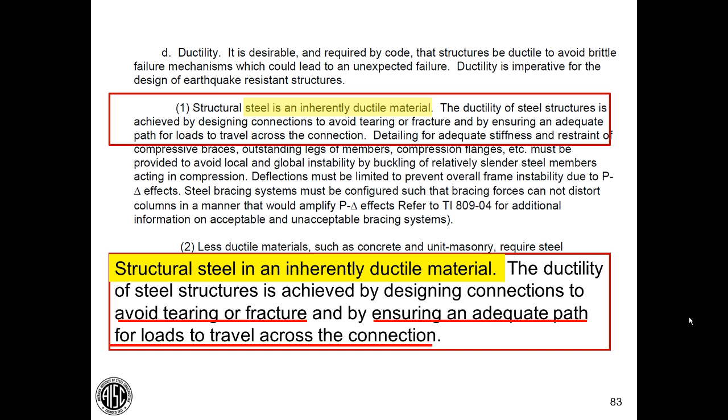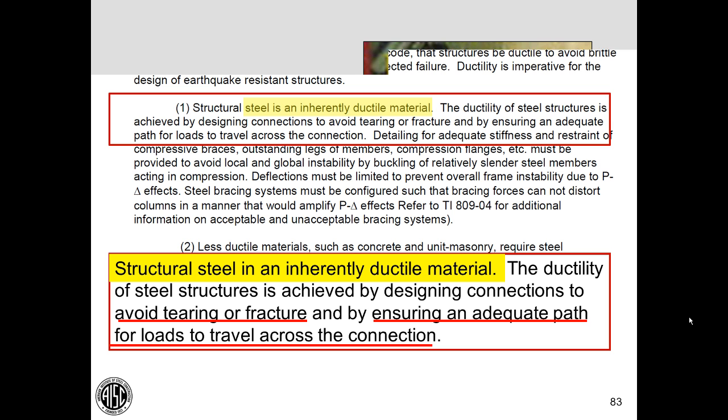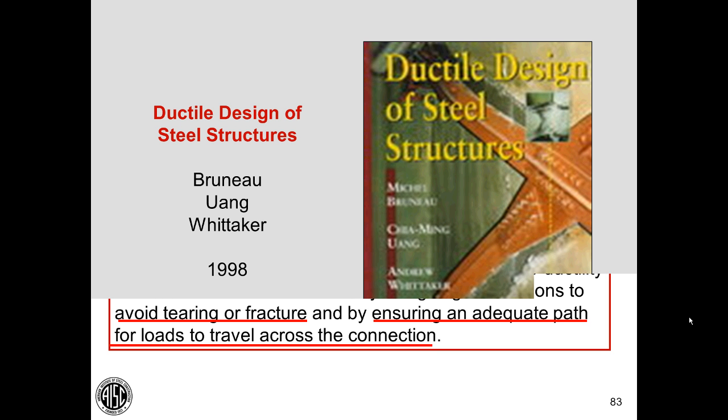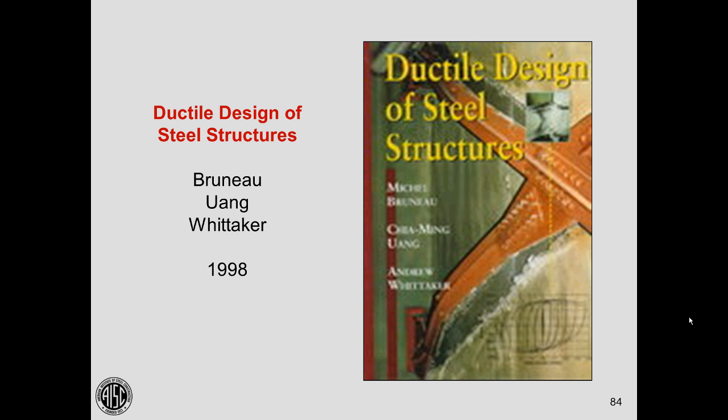Now here's a textbook by three friends of mine, and this is their 1998 edition. They've got a more recent edition, but this was the first edition, and I want you to note that this is not too many years after the 1994 Northridge earthquake. The title of the book, Ductile Design of Steel Structures. And these authors have it right. Let's read what they said.